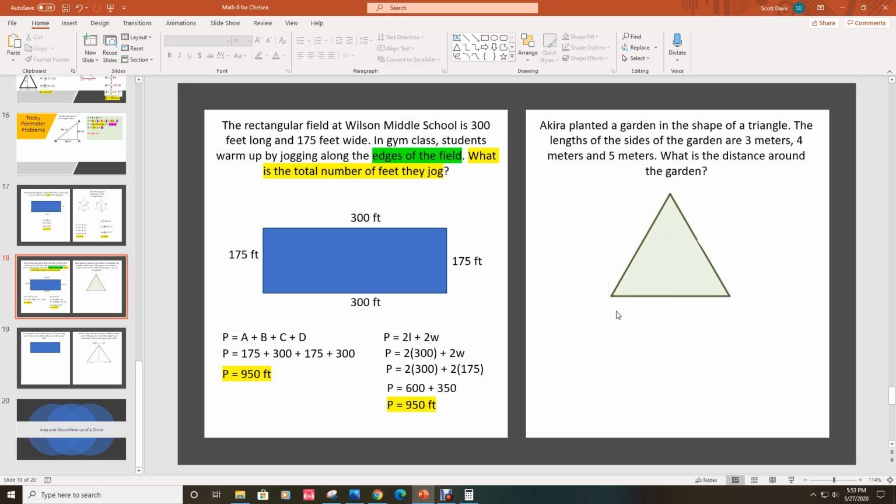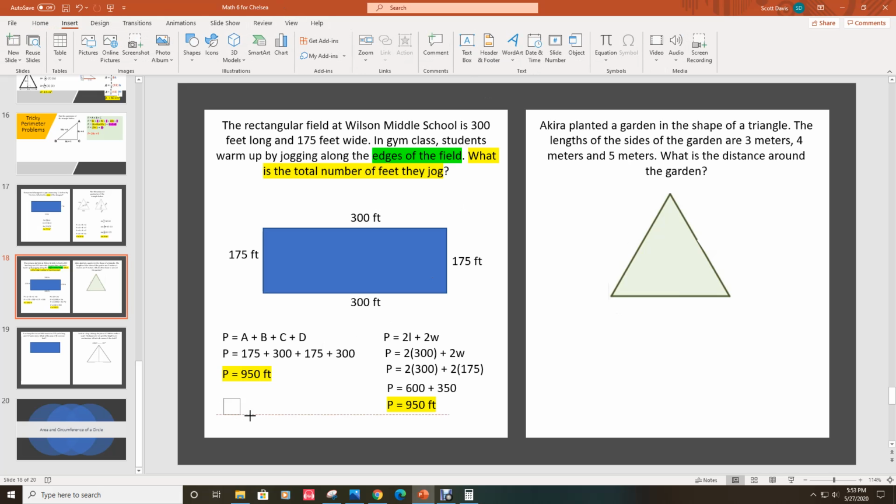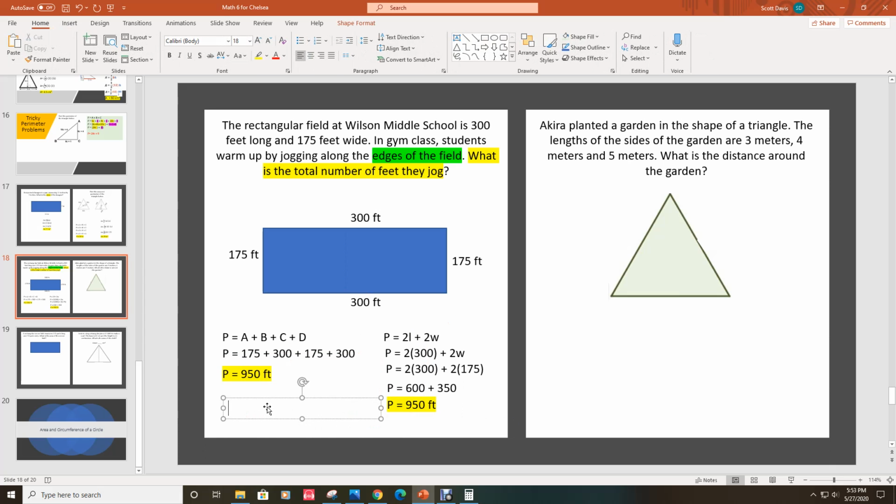What they're actually asking us is what is the total number of feet they jog. So your answer would be the students jog 950 feet. That's really our answer, because that's really what the problem's asking us.